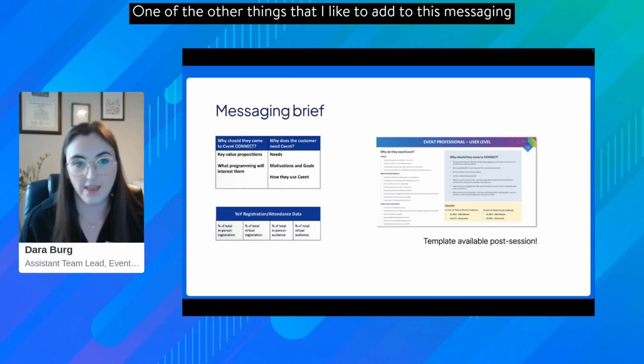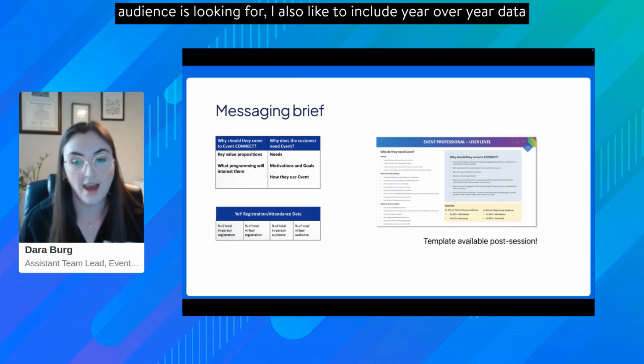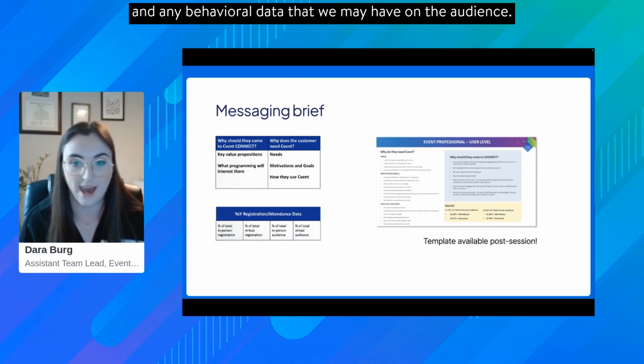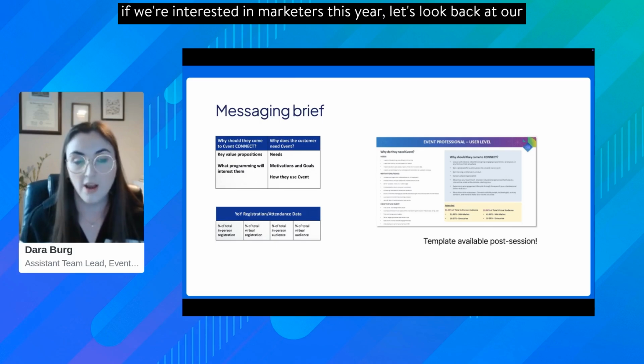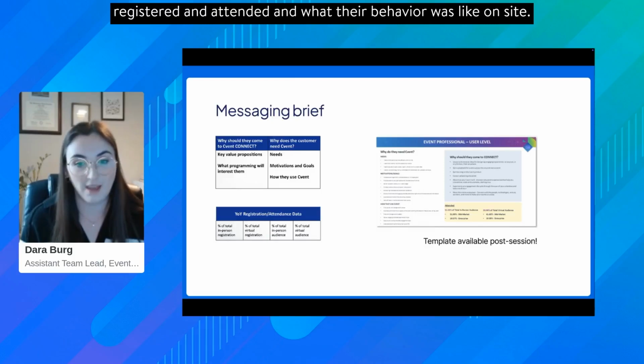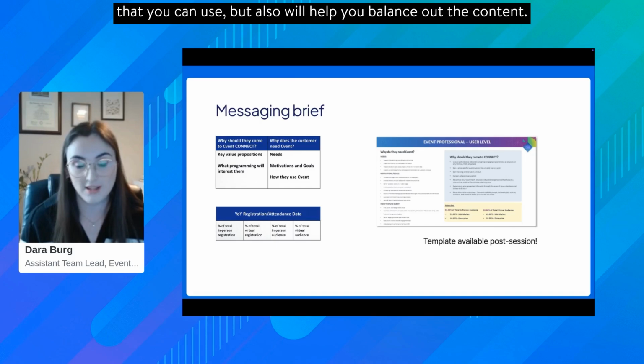One of the other things that I like to add to this messaging brief, so that it's not just the content of what that audience is looking for, I also like to include year-over-year data and any behavioral data that we may have on the audience. So for example, if we're trying to grow a certain persona, so if we're interested in marketers this year, let's look back at our registration data from last year, look at how many marketers registered and attended, and what their behavior was like on site.